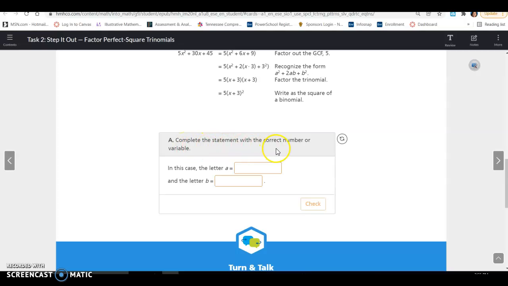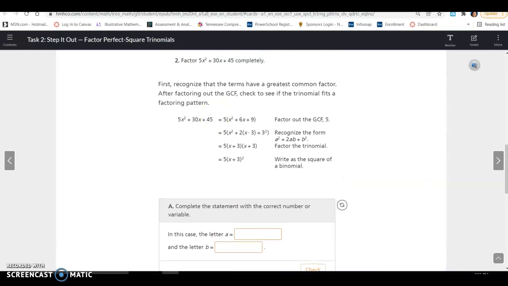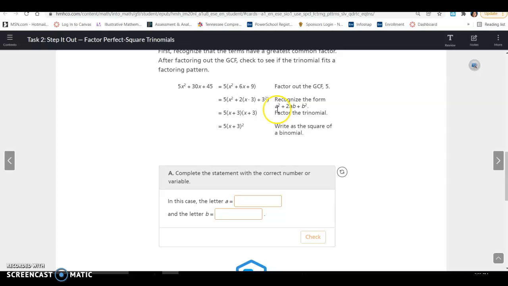All right, so it says complete the statement with the correct number or variable. In this case, talking about the one right here, the letter a equals, all right, so it's talking about the formula. Here's the formula, a squared plus 2ab plus b squared. a is what times itself gives you x squared. So in this case, a is x, and b would be whatever times itself gives you 9. So 3 squared, or 3 times 3, gives you 9. So a would be x, and b would be 3.